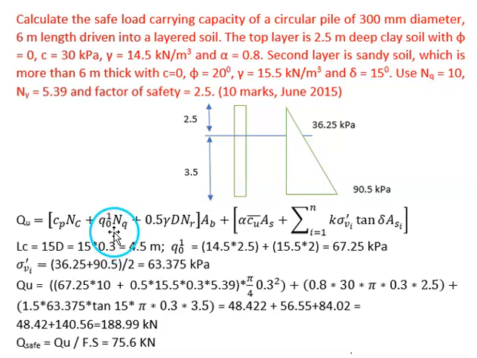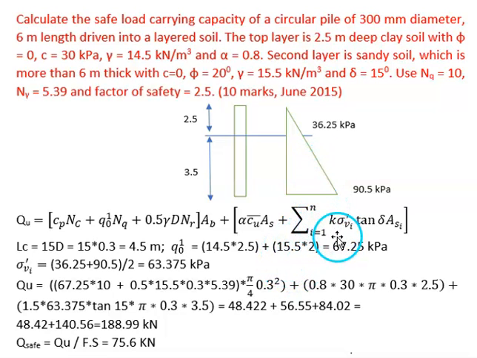Then here the NQ value is already given. The gamma value is corresponding to the pile tip. Diameter is given. N gamma value is also given. Area of the pile at the pile tip is nothing but pi by 4 d square. Then alpha value is given. Cu bar is the average cohesion. Since the cohesion is the same, we can take it as the same value.